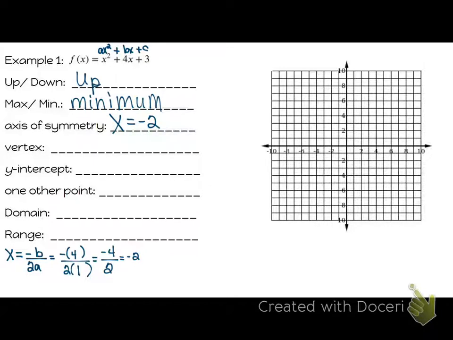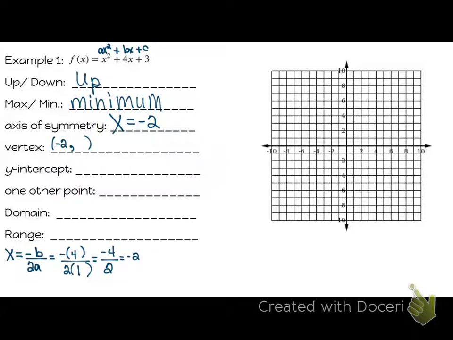Okay, so if I found axis of symmetry, x equals negative 2, I found 50% of my vertex. I've already found half of my vertex. So what do I know about my vertex? The x is negative 2. Yeah, so a vertex is an ordered pair, and the x value for my vertex is negative 2. So now I just need to identify what the y value equals. How do I identify what the y value equals?